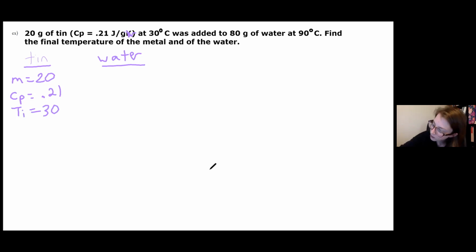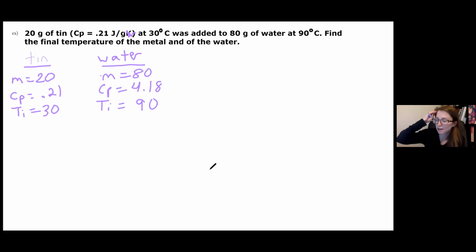Was added to 80 grams of water. Water, we know its CP is 4.18. They don't have to tell us that. At 90. Find the final temperature of the metal and of the water. Now, it is worded to be tricky on purpose. What you need to know, we're looking for the final temperature, so call that X.